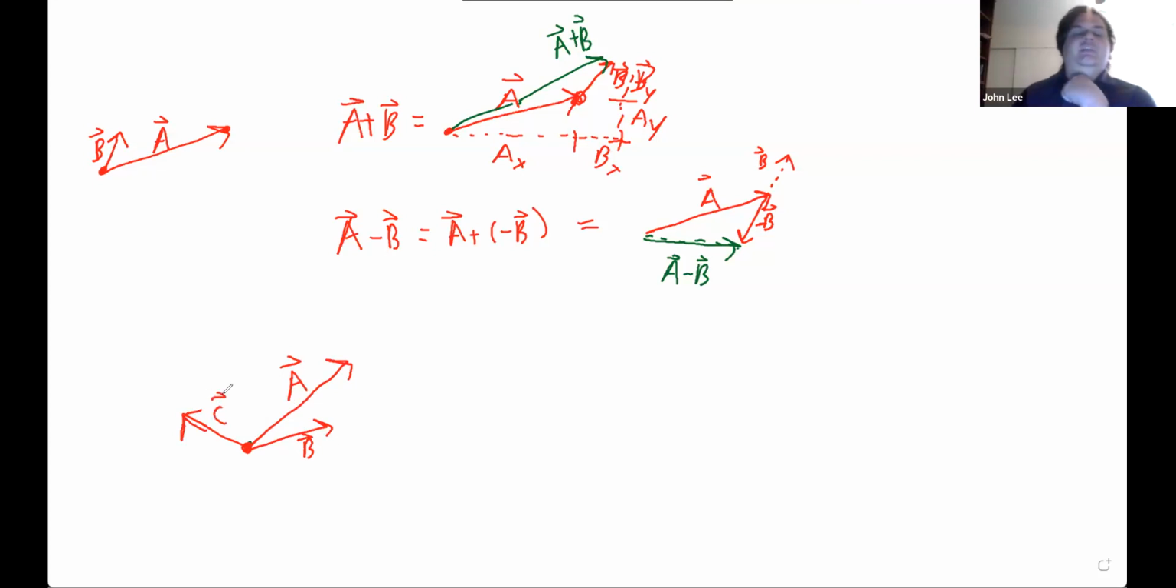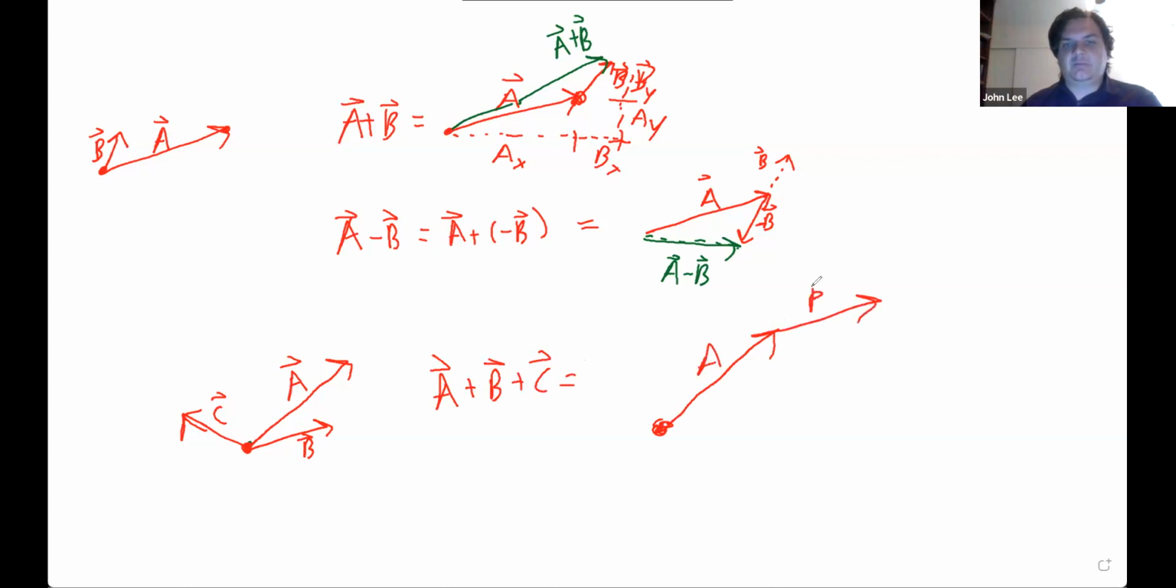You just need to keep in mind when you're doing that is that you just go tail to tip for all of the different vectors that you're talking about. So A plus B plus C, A, B, and then back a little for C, is going to be something that you can just draw out.